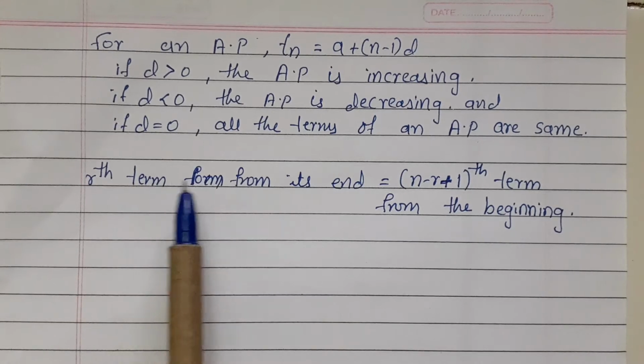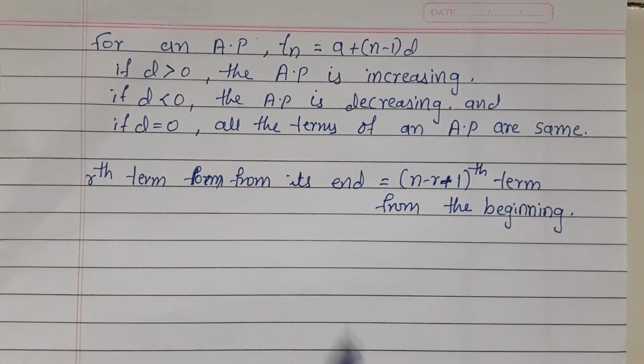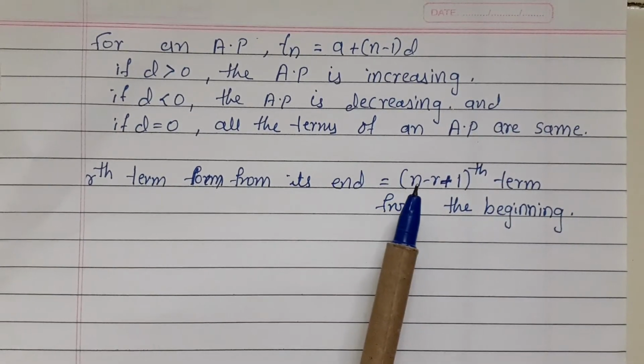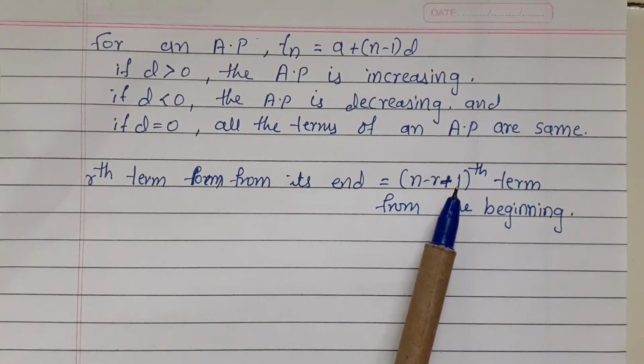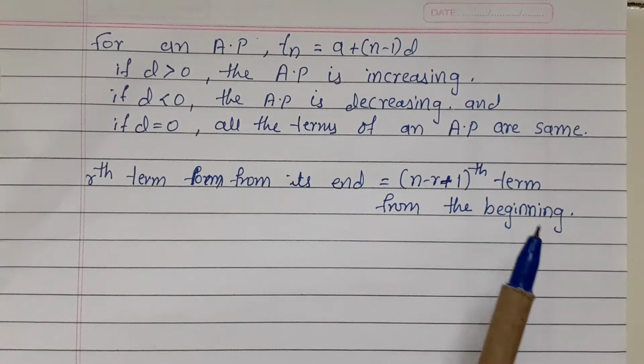The rth term from the end is the (n minus r plus 1)th term from the beginning.